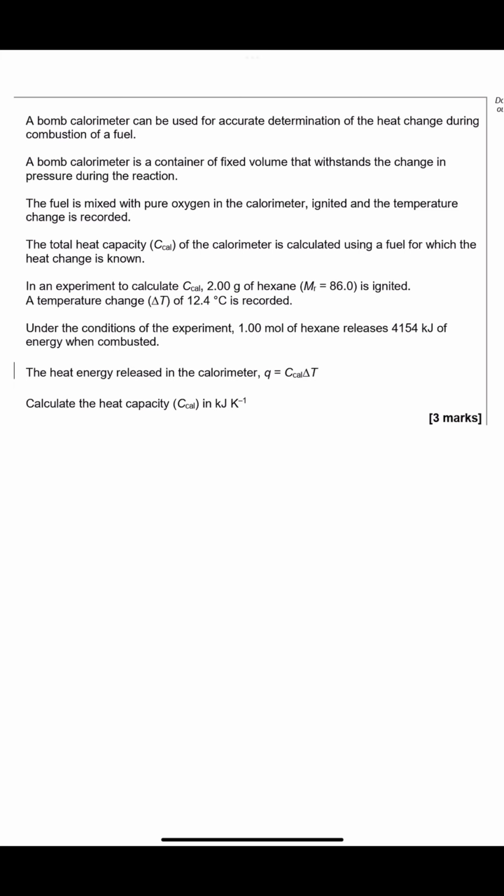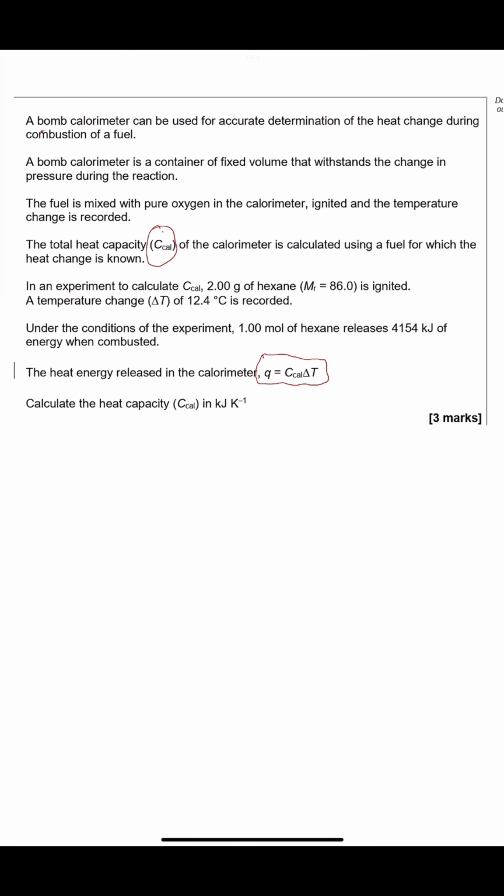Sometimes they might ask you to run the experiment or describe the experiment yourself, or they could give you a simple experiment, or they could give you a different type of calorimeter. So this one from 2020, where they used a bomb calorimeter to accurately determine the heat change during the combustion of a fuel. Here they used something called the total heat capacity of the calorimeter. They provided you with the equation, which you're not familiar with, which is Q equals the C of the calorimeter times delta T.